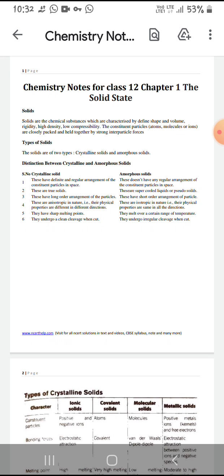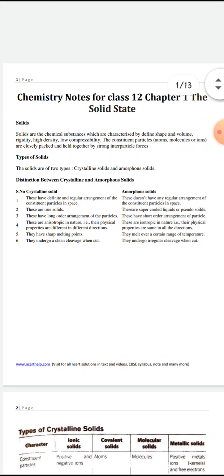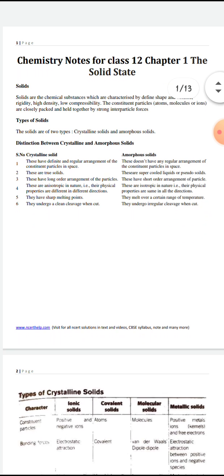but in the amorphous solid they have short order arrangement of particles. Crystalline solids are anisotropic in nature, and amorphous solids are isotropic in nature. Crystalline solids have a sharp melting point, while amorphous solids melt over a certain range of temperature.